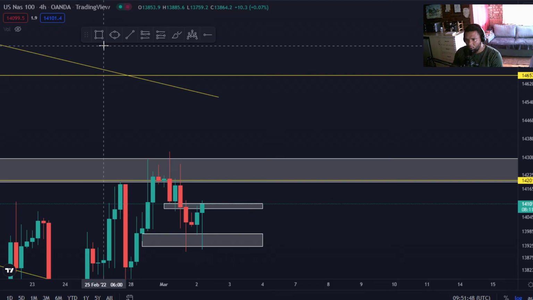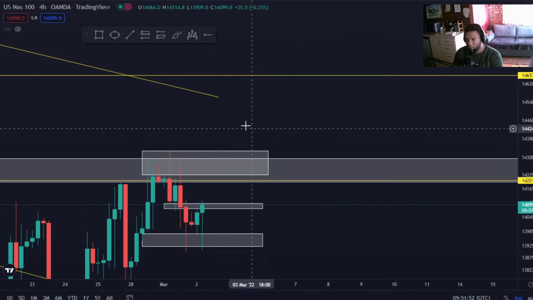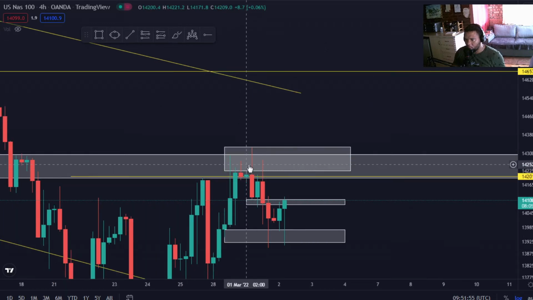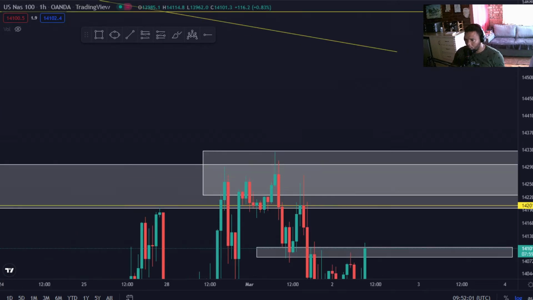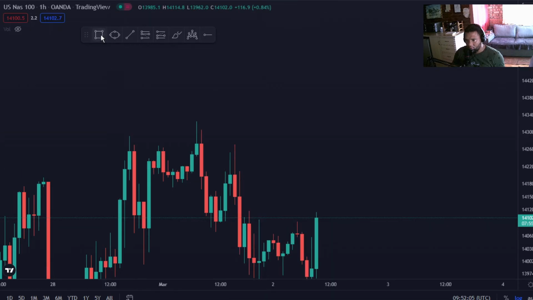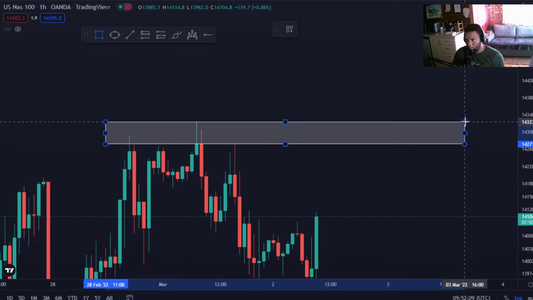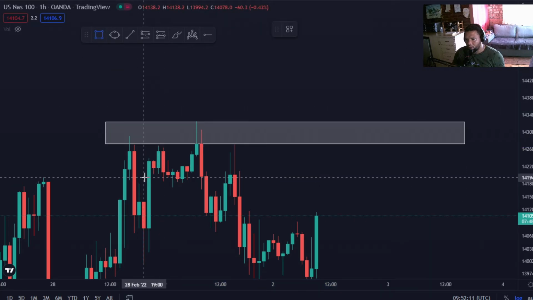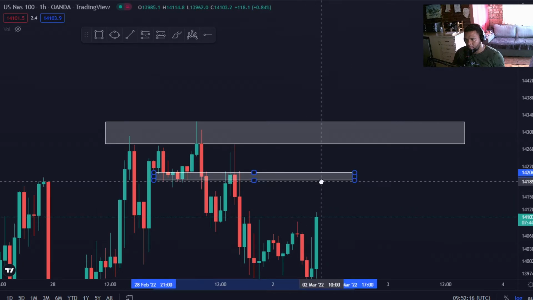So as you guys could see, we have this weak rejection right here. Let me just mark this weak rejection, right? This is a 4-hour weak rejection right there. So then I will scale down to my 1-hour time frame, right? Let me just clean it for this. This is my weak rejection, right? On my 1-hour time frame, I must wait for price to break at least structure under this low, right?